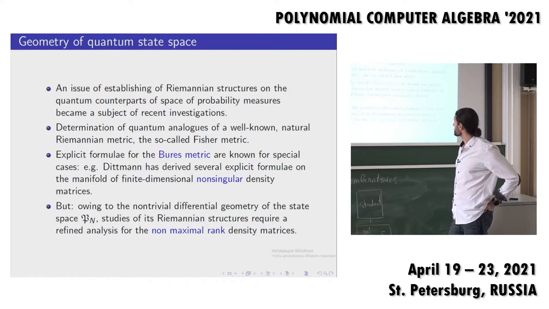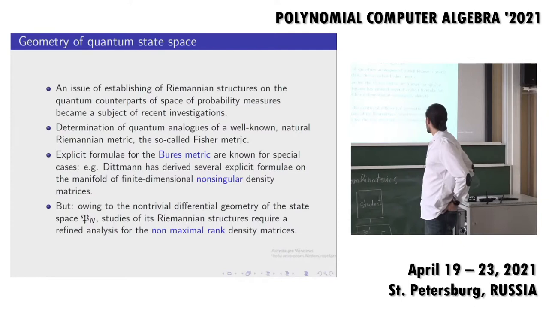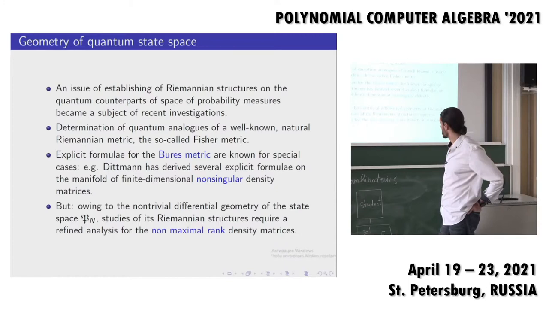And so one of the well-behaved metrics very often chosen for these purposes is the Bures metric, or the analog of the so-called Fisher metric. So the purpose of this work is to study the properties of this metric on the space of n-dimensional quantum states, density matrices.